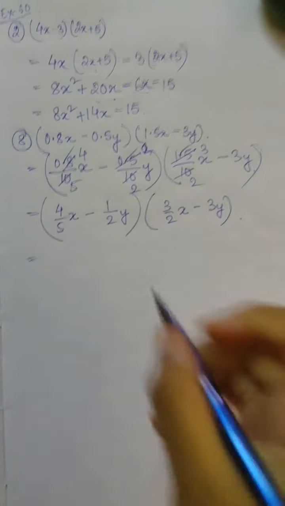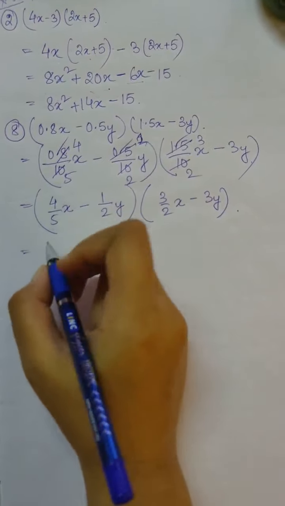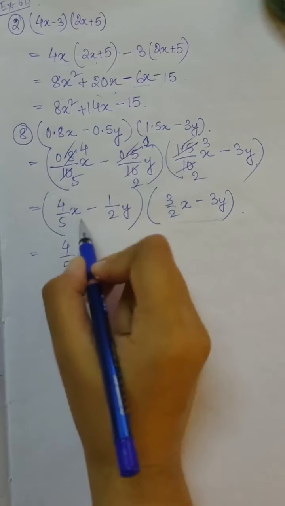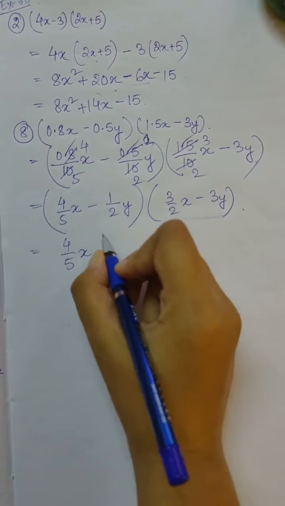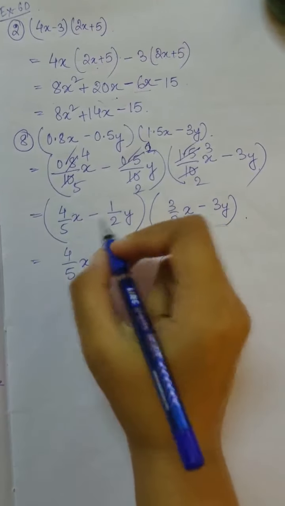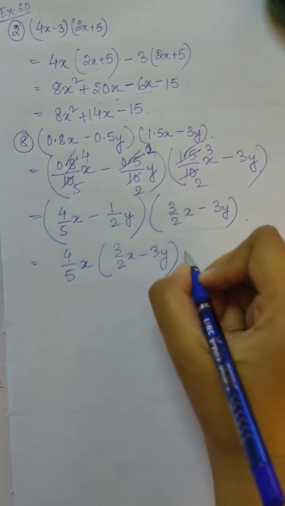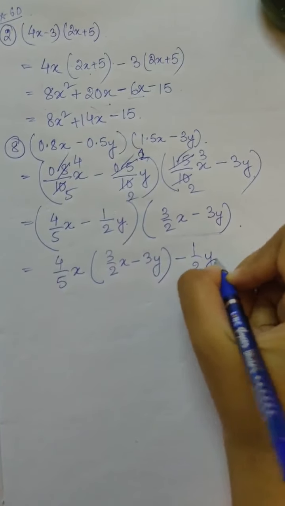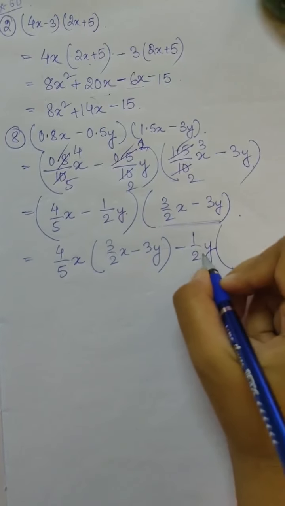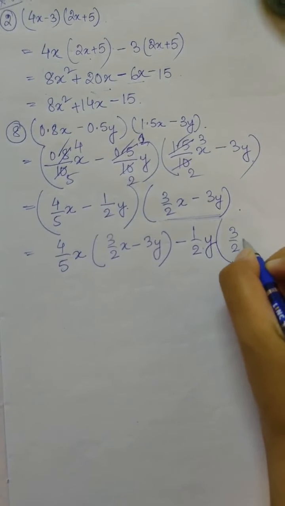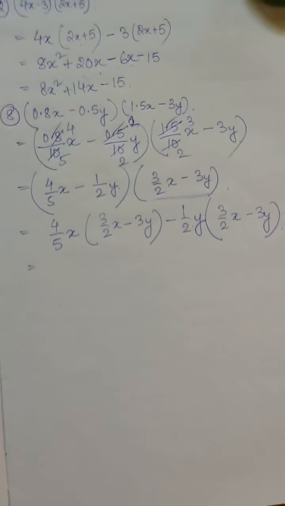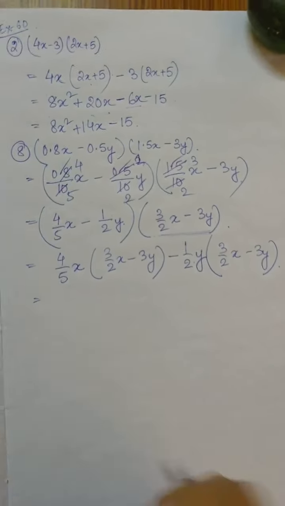Now multiplying them, first we will take only this first expression. So first we will multiply this whole thing with the first expression. So this whole thing I am multiplying with 3 by 2x minus 3y. Then we have minus 1 by 2y. So I am putting minus 1 by 2y. And this whole thing is now multiplied with this 1 by 2y. So we are getting 3 by 2x minus 3y. So now we are getting fractions here.